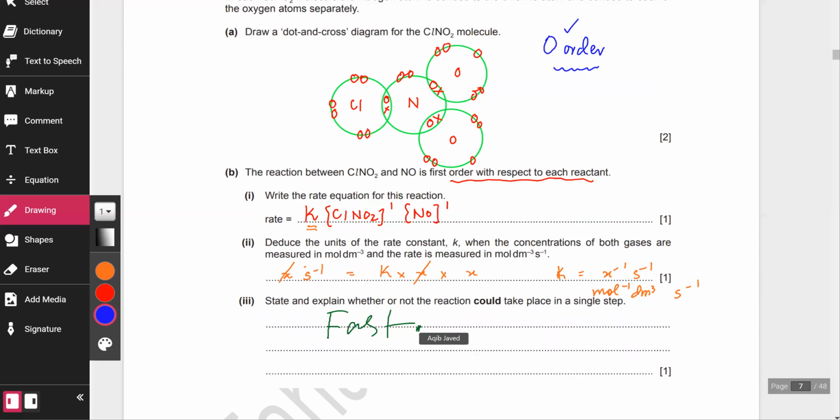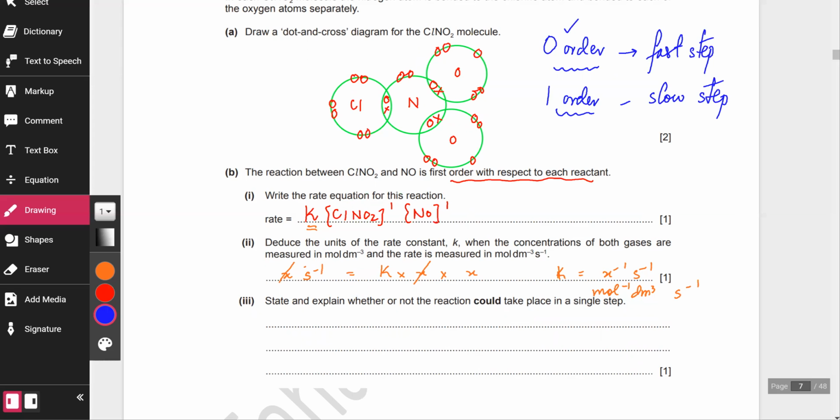Okay, Akib, that's right. Sarah, is this clear? Yes, sir. So if any reactant is zero order, then it belongs to the fast step. And if a reactant is first order, then it obviously belongs to the slow step.